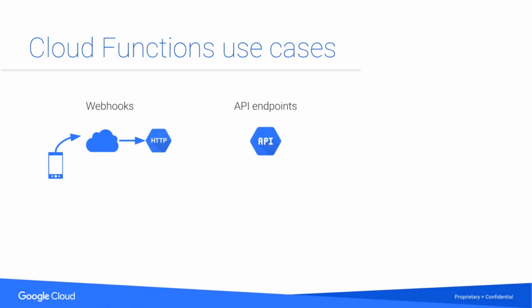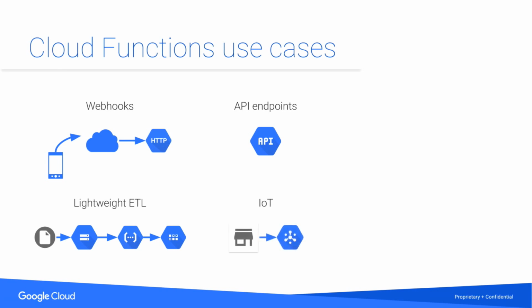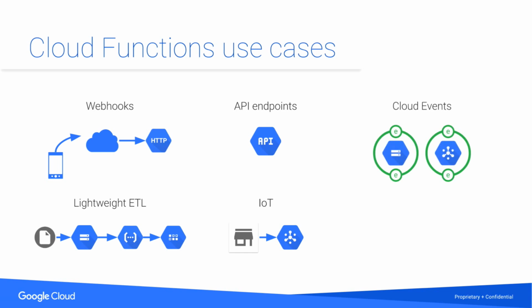So let's look at some of those use cases. Webhooks, so integration into Slack, for example. API endpoints, so you can create an endpoint for the APIs that you're developing. Lightweight ETL. As an example, maybe you just want to take some reference data from one of your underlying databases and merge that with the data that's coming in from an IoT device. You can do lightweight ETL, which takes you to IoT. So each of those devices, if they're simply calling a Cloud Function, it makes it easier for them to submit that data. And as I mentioned before, Cloud Events.